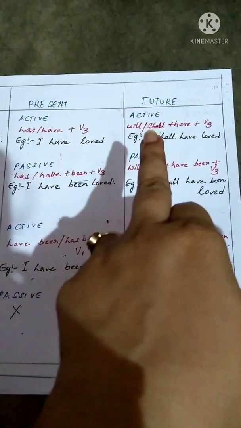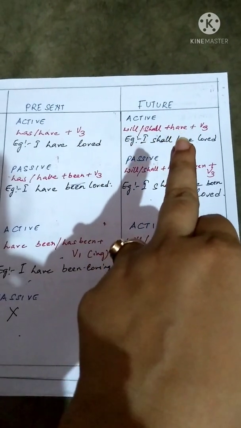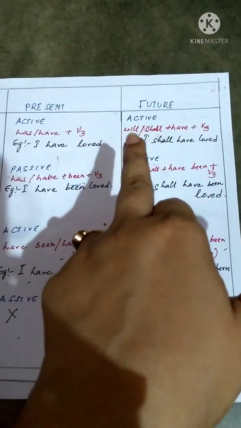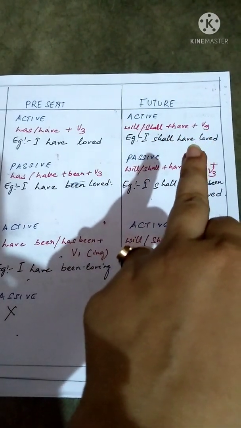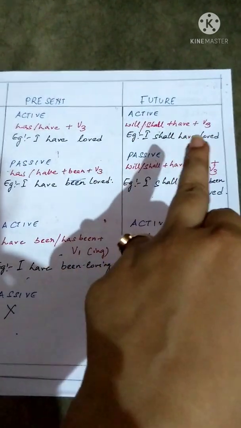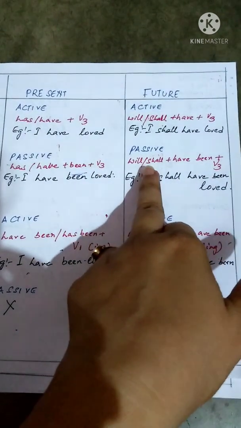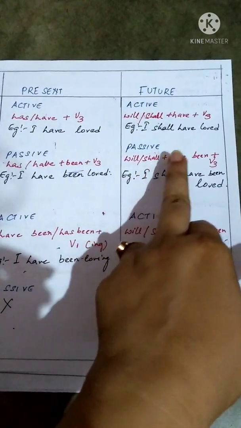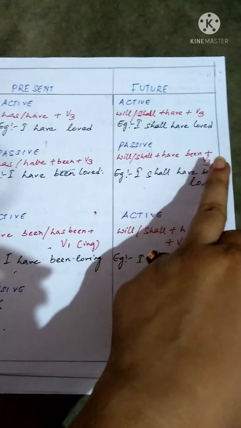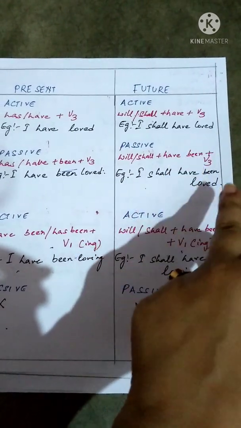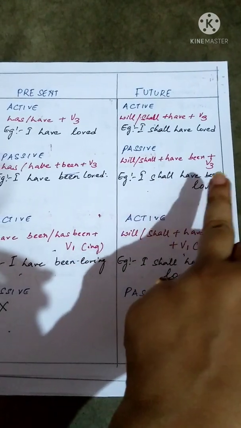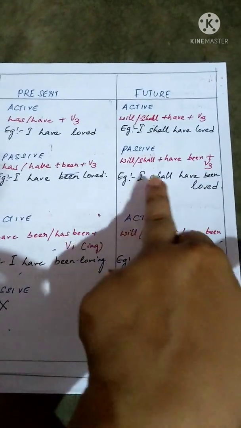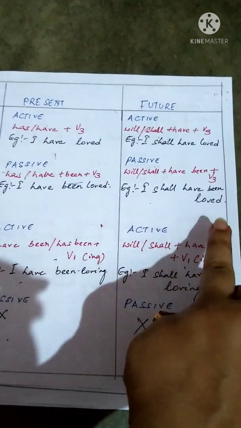Now coming to future perfect, what will be in the active form? The formula will or shall plus have plus V3. That is will or shall plus have plus participle form of the verb. So I shall have loved. In passive, what will be the formula? Will or shall plus have been plus V3. That is the participle form of the verb. So the example in passive form, I shall have been loved.